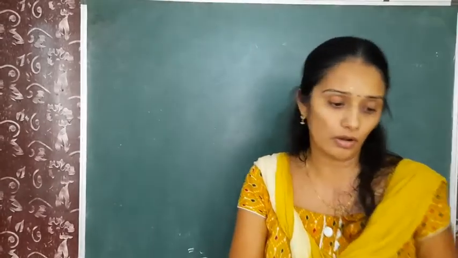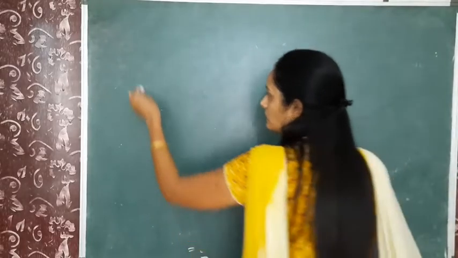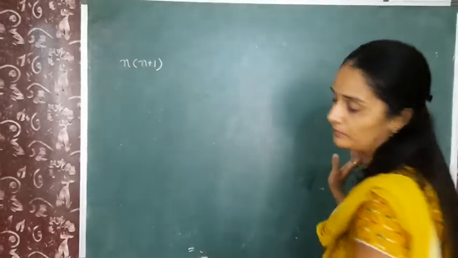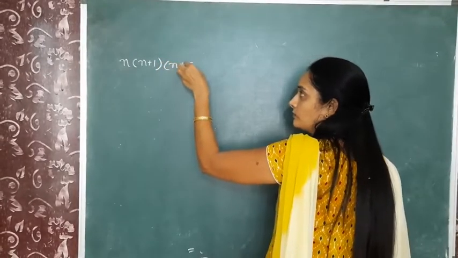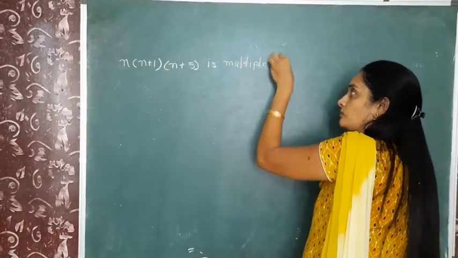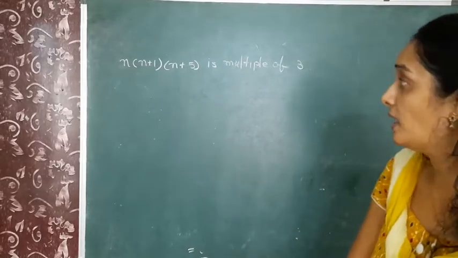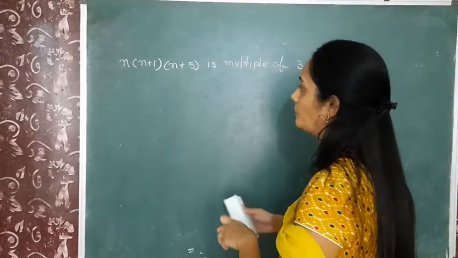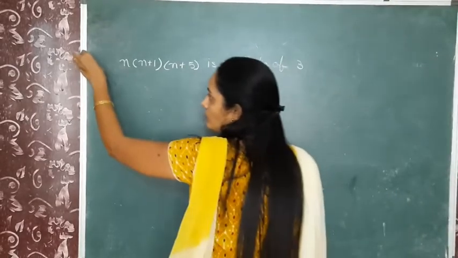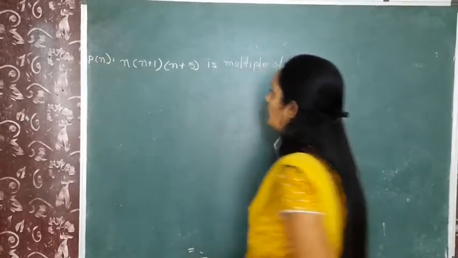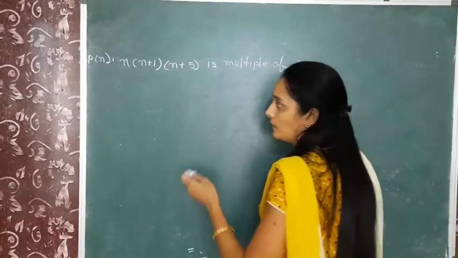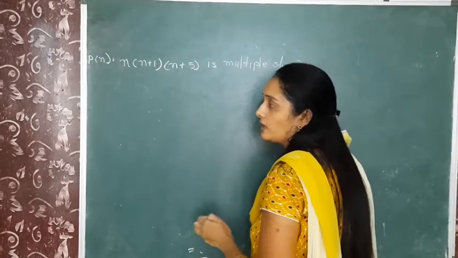Now last sum of this chapter. We have to show by principle of mathematical induction that n into n plus 1 into n plus 5 is a multiple of 3. Multiple of 3, otherwise divisible by 3. Both things are same.